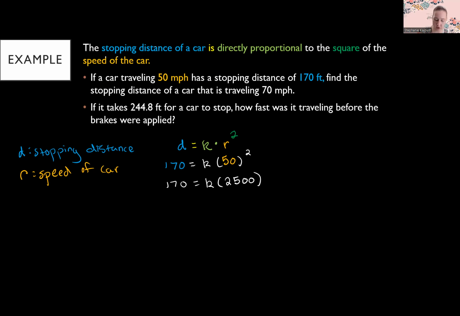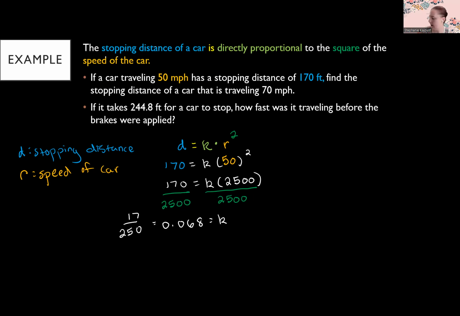And we're solving for K here, so I need to divide both sides by 2,500. And so that gives us 0.068 equals K. And then if you want, you can write that as a fraction, which if you do that on a calculator gives you 17 over 250.